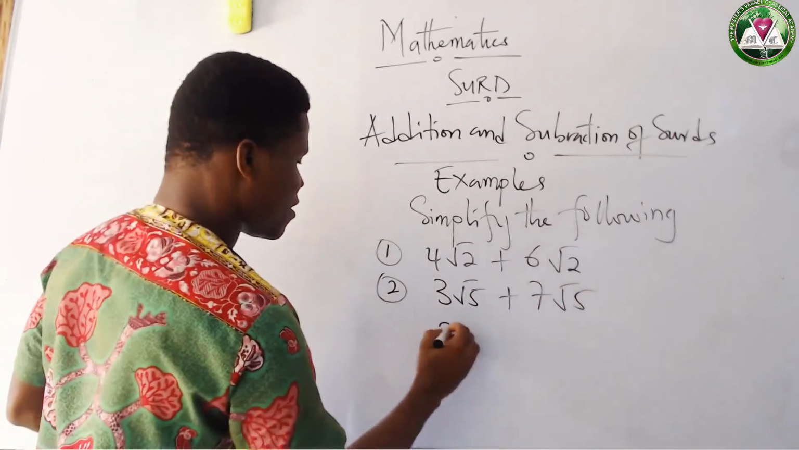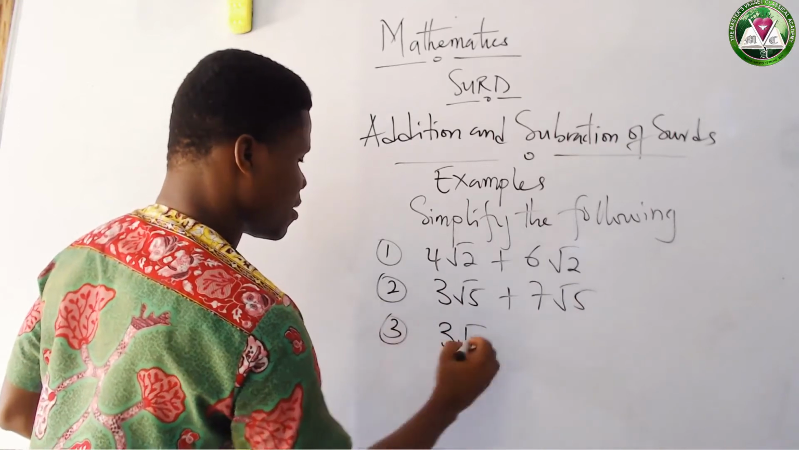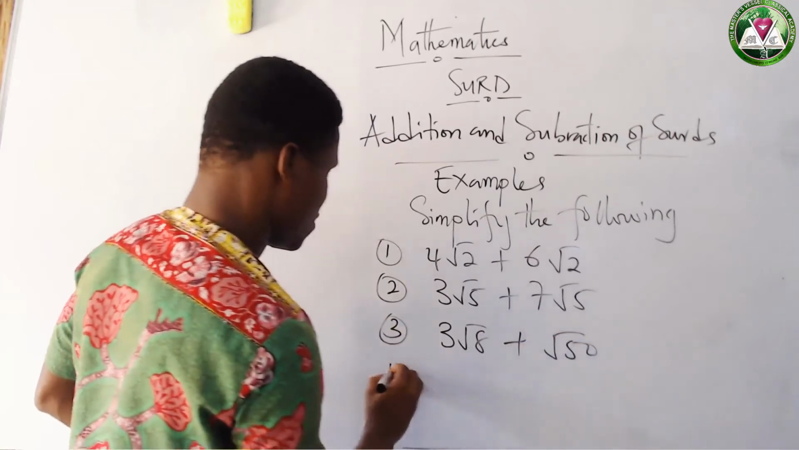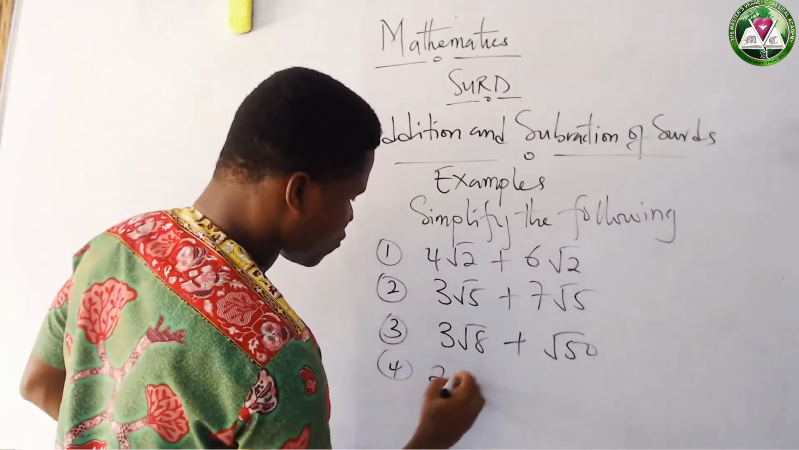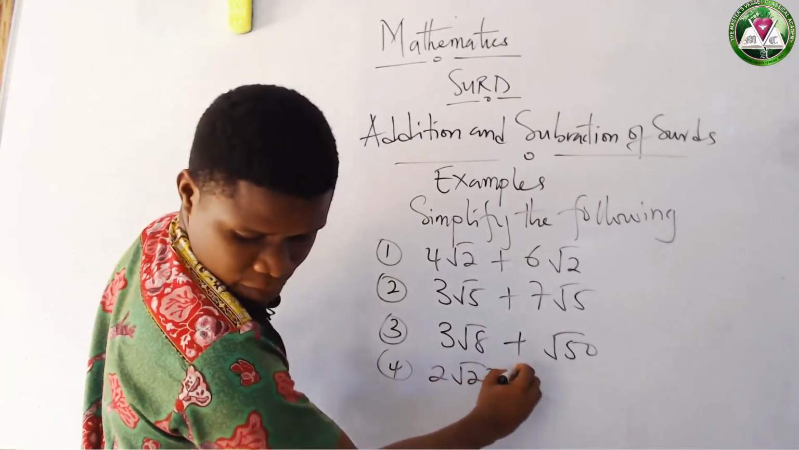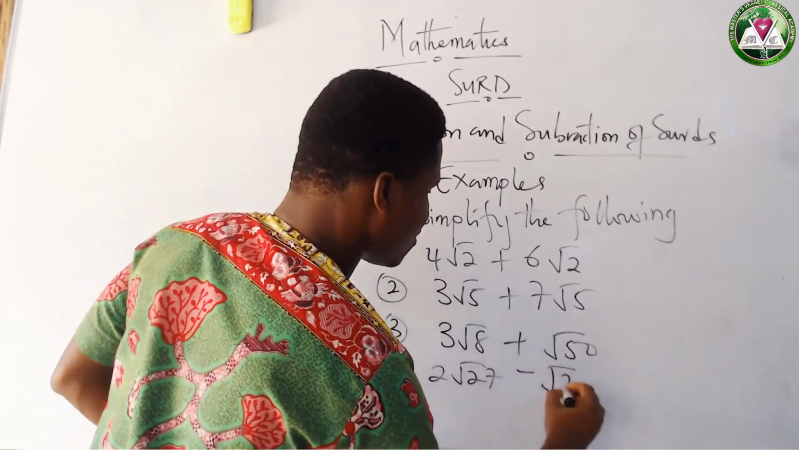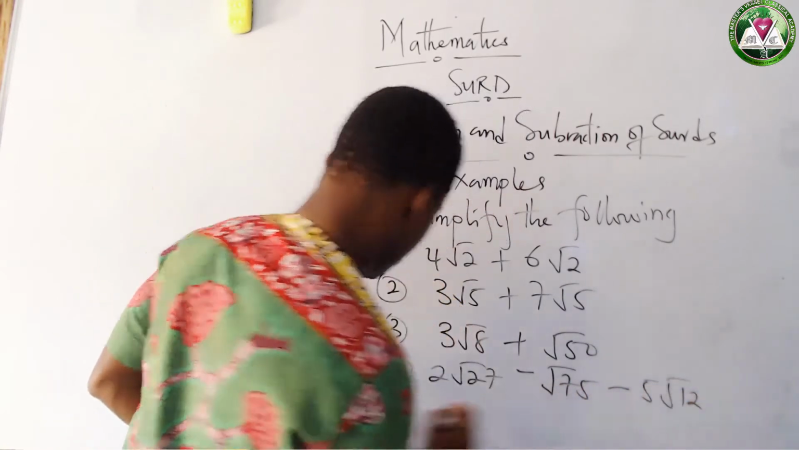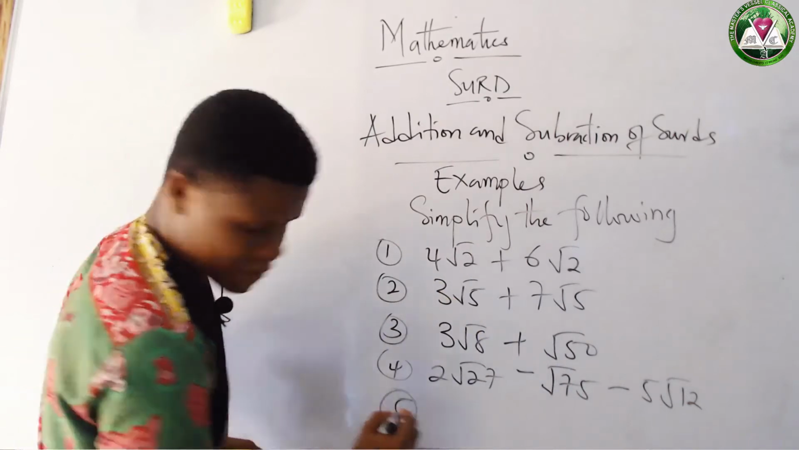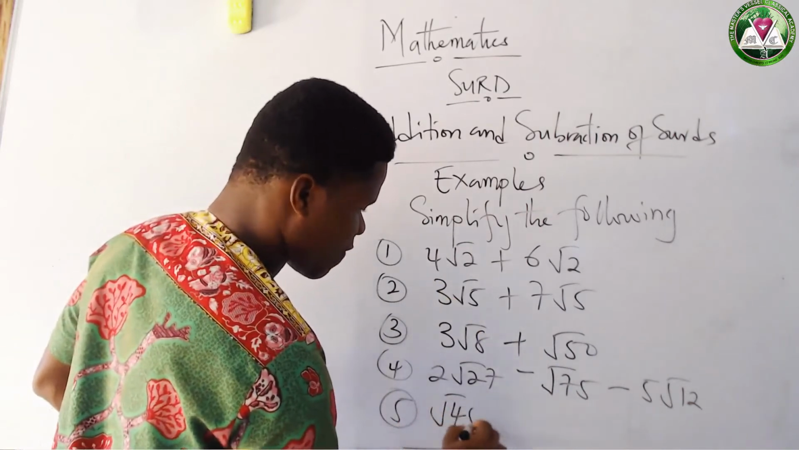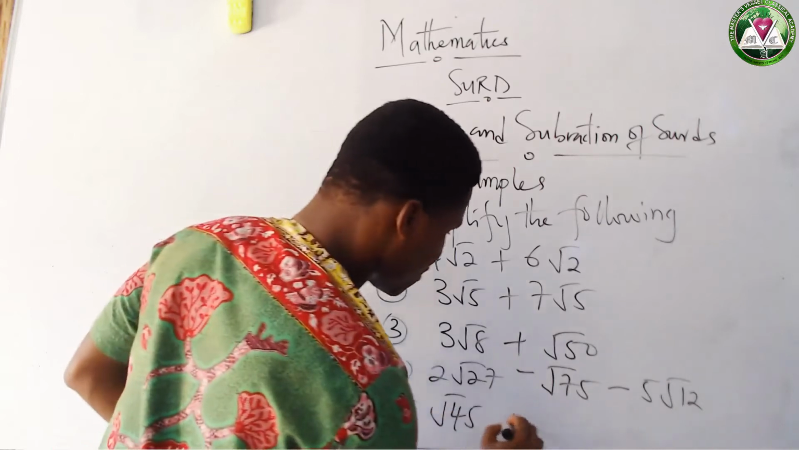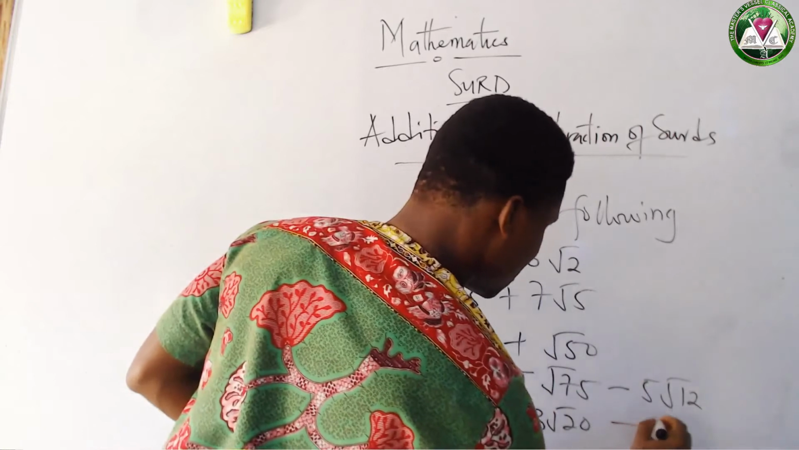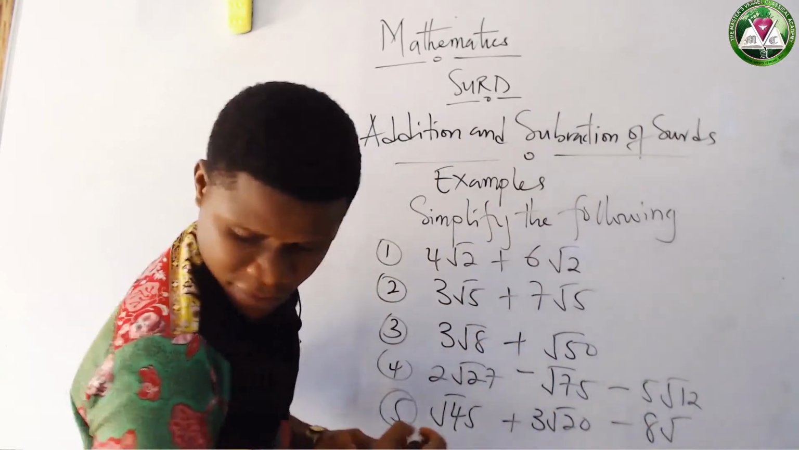We have 3 root 8 plus root 50, number 3. Number 4, we have 2 root 27 minus root 75 minus 5 root 12. Number 5, we have root 45 plus 3 root 20 minus 8 root 5.